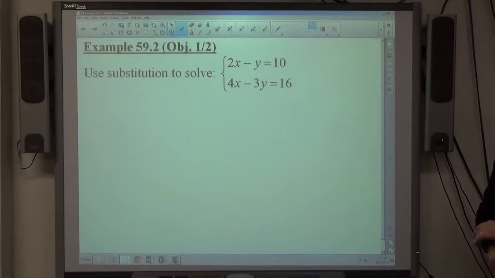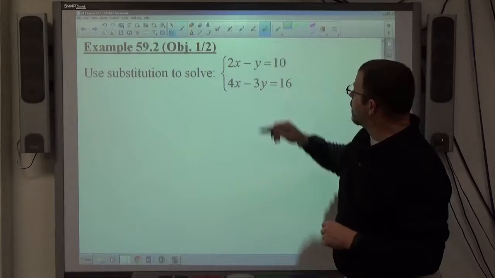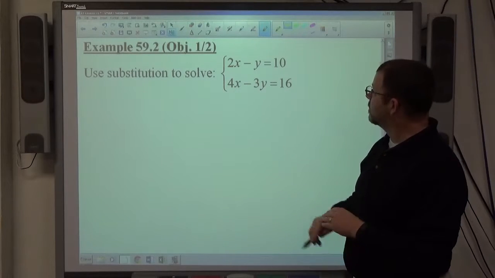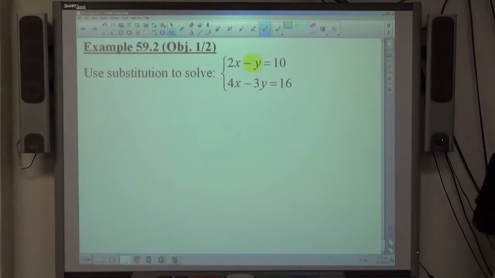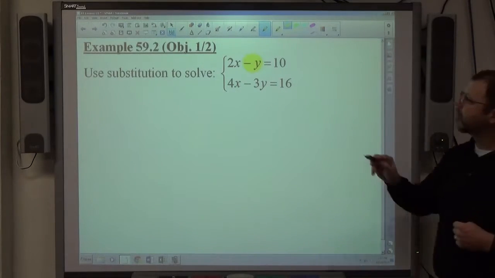Example 2, use substitution to solve. Okay, so taking a look at the two equations, what's my favorite term in this problem? 1y. Very good. And it's actually minus 1y this time. So let me show you how to handle a minus situation, the easiest way in my opinion.